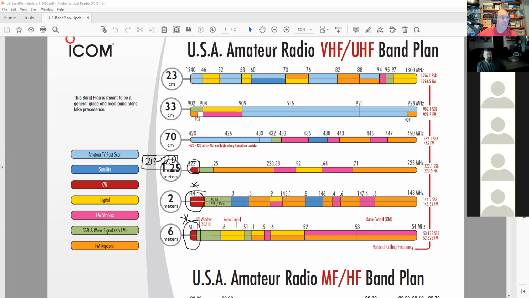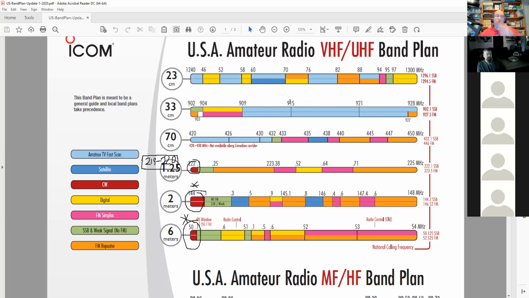But the fact that these band plans are set up, notice that we have up on, let's say, the 900 megahertz band, SSB and weak signal, that's the light green. We also have FM repeater in the same area, and digital is the yellow stripe, and FM simplex. And we also have all this light blue stuff, that's amateur fast scan TV.